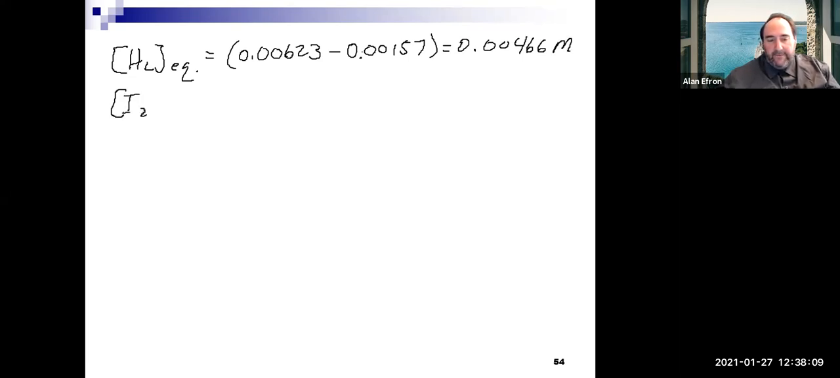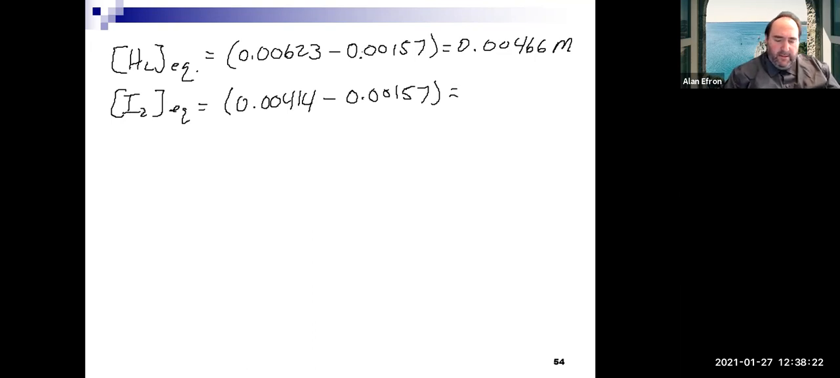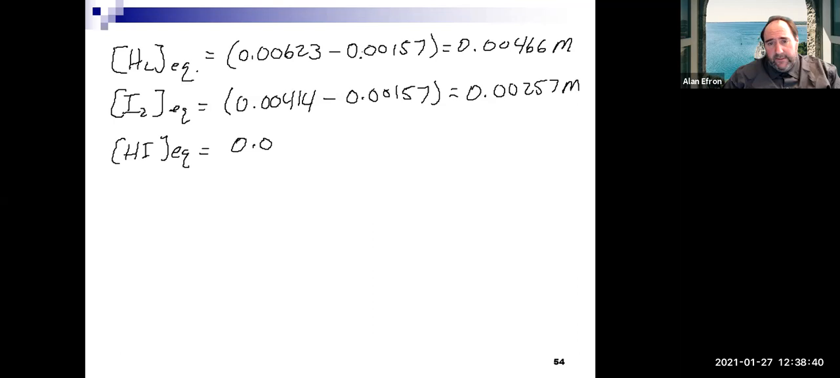Our I2 at equilibrium would be 0.00414 minus X, and we will end up with 0.00257 molar. And lastly, our HI at equilibrium is going to be 0.0224. Remember, this is plus, not minus, 2 times X.